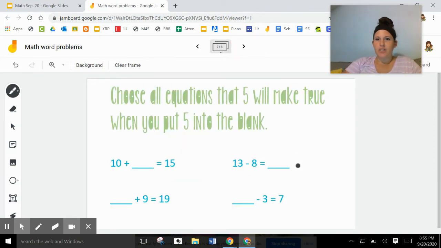All right, so our next one is choose all equations that 5 will make true when you put 5 into the blank. You're going to have two of these questions on your assessment tomorrow, on your test tomorrow. Assessment is the big teacher way of saying a test. I don't know why we don't just say test, but we say assessment. So if you hear me say that, that's just a fancy word for test.